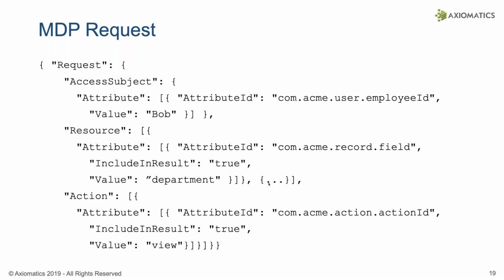These dots right here mean that we could have additional attributes that we pass in as part of the request. So an additional piece that would be passed in could be another record field attribute where the value, instead of being department, is owner, for example. So this is just a snippet of a request. It's not a full request.